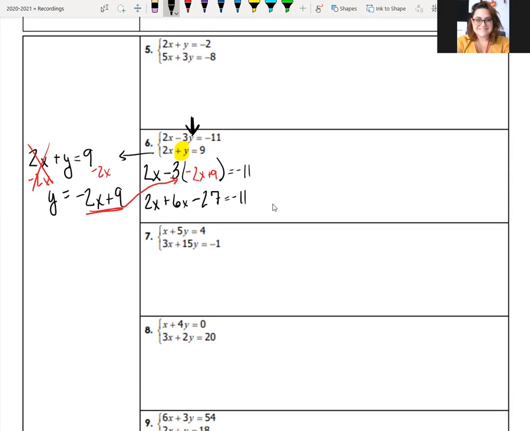We can combine our x's together. We'll end up with 8x. And we can also move that 27 with addition. We'll end up with 16. So 8x equals 16. When we divide by 8, we get that x equals 2.